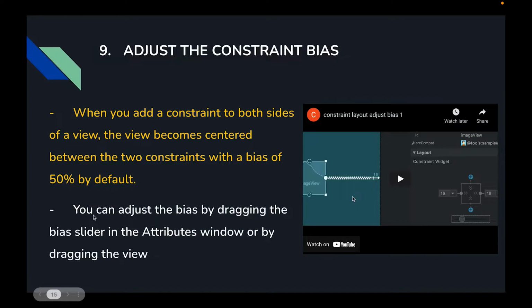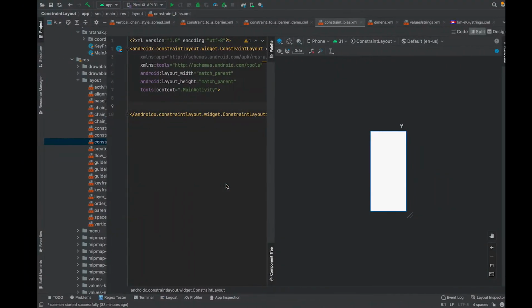And another definition for the bias: you can adjust the bias by just dragging the bias slider in the attributes window, or by dragging the view, or you can edit the XML as well. So let's demo the code.